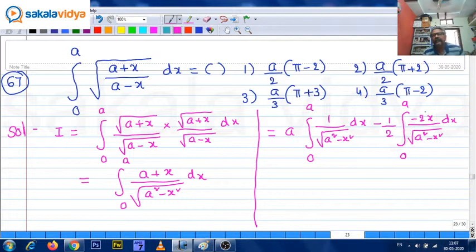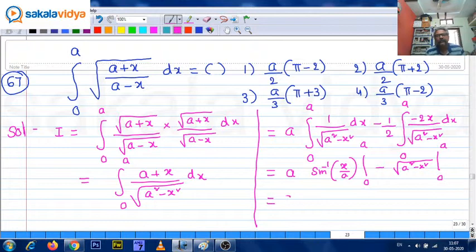Now see, this is the derivative of this one, f dash x by root f of x, which becomes 2 root of f of x. This is the standard formula. So we can write a times sine inverse x by a, limits 0 to a, and minus 1 by 2 into 2 times root of (a square minus x square), limits 0 to a.